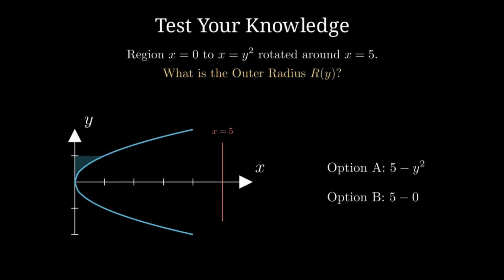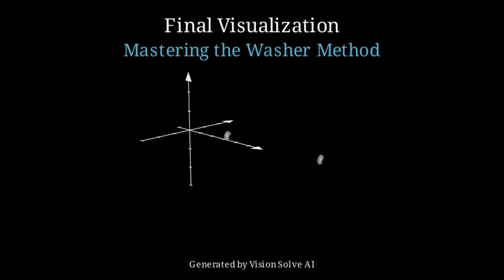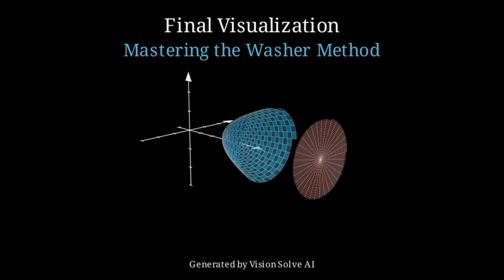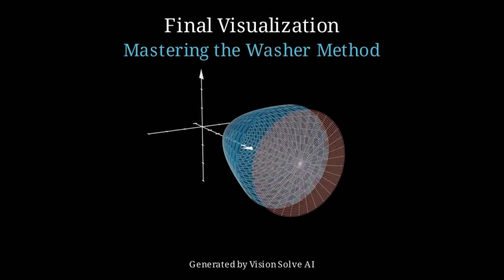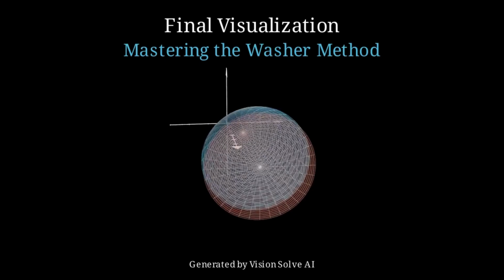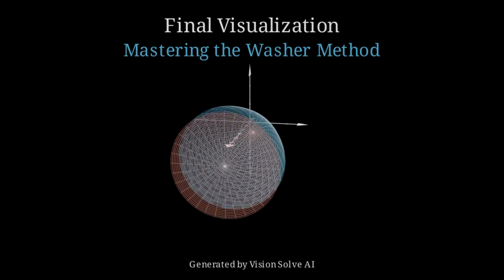You now have the tools to calculate volumes of revolution for any region around a shifted vertical axis. With practice, identifying radii and setting up these integrals will become second nature. Keep visualizing the slices, and you'll never get lost.